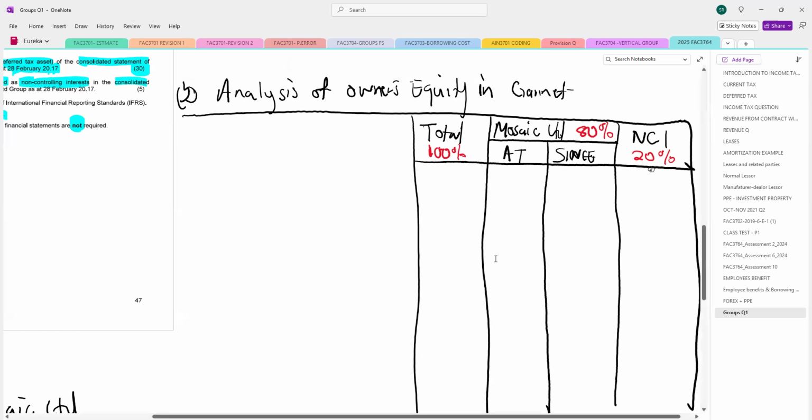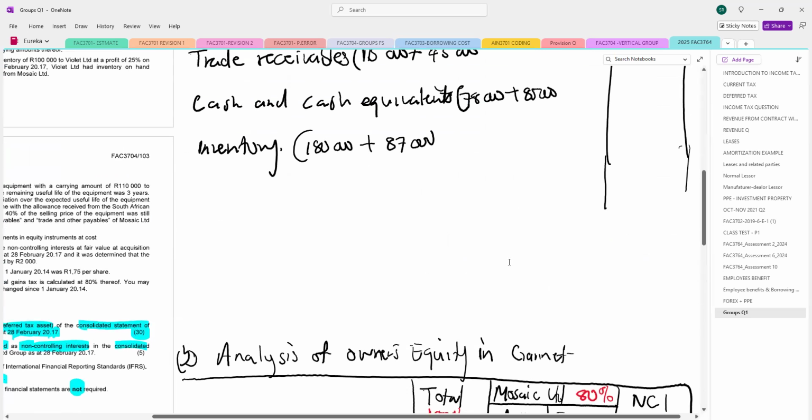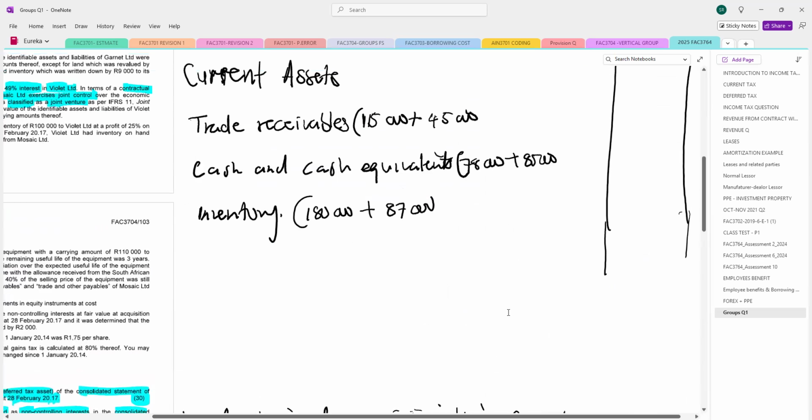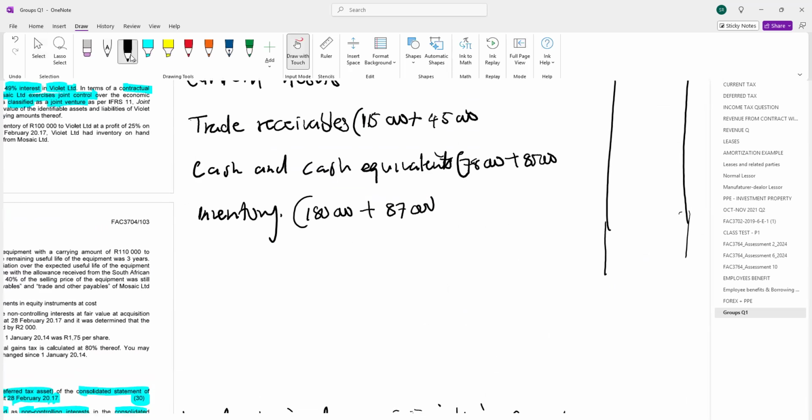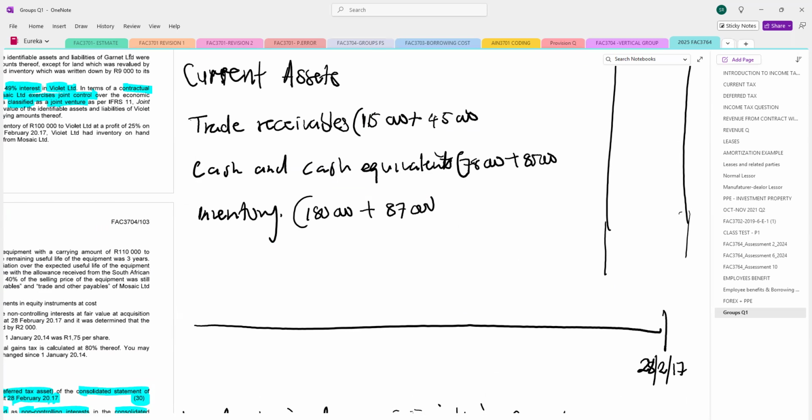All right. Now, before I go any further, you need to understand where the at acquisition, since, and the rest of them come from. So I'm going to do a timeline. Remember, in accounting, we always do timelines, always. So my timeline, the current year I'm working with, ends on the 28th of February 2017, meaning that the year started on 1 March 2016, right? So this is referred to as my current year.